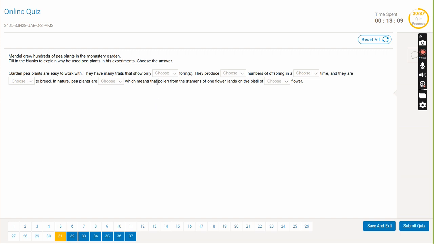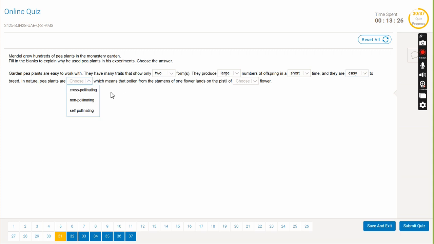Garden pea plants are easy to work with. They have many traits that show only, what do they only show? One or two? Two forms. They produce a large number of offspring in a short time. That's why Mendel used garden pea plants, because they're easy to work with and they are easy to breed.